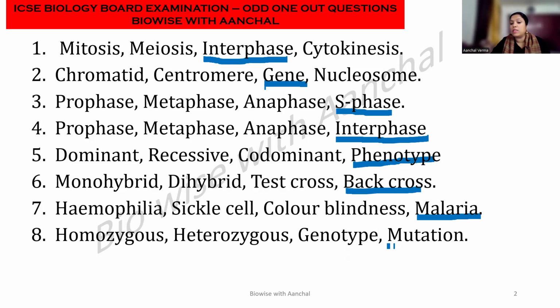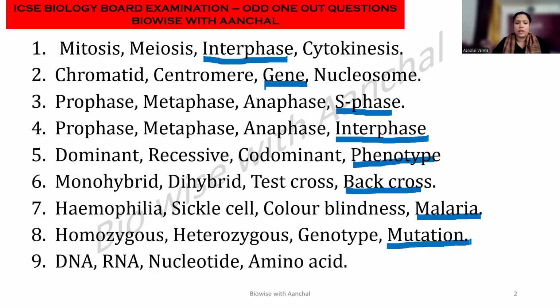But mutation is a sudden change in the DNA sequence. So mutation is the odd one out because the rest are all conditions of genes or alleles present in the cell. DNA, RNA, nucleotide, amino acid. Nucleic acid, nucleotide is again a component of DNA, RNA. So they are all the components of the nuclear material. But amino acid is a component of a protein. These are all the components of the nuclear material. Nucleic, you can say present in the nucleus, right?